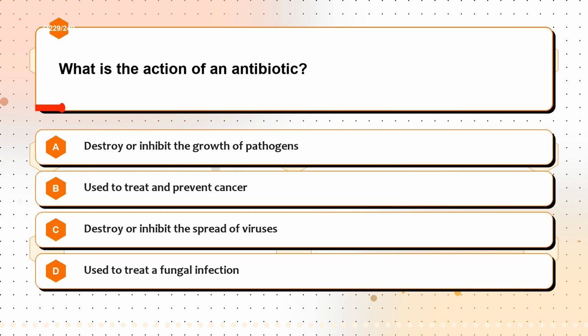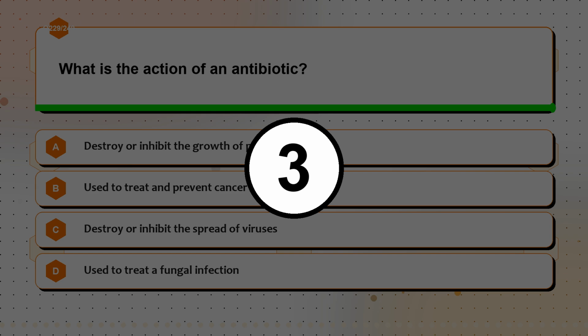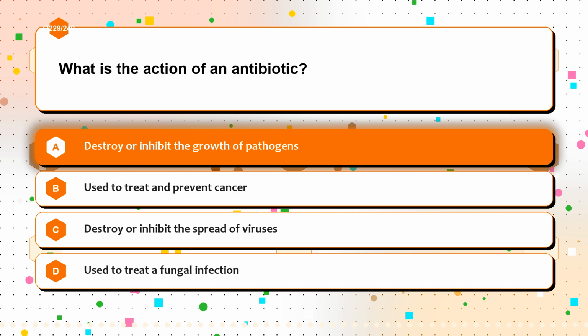Question 229. What is the action of an antibiotic? Here are the options. Option A, destroy or inhibit the growth of pathogens. Option B, used to treat and prevent cancer. Option C, destroy or inhibit the spread of viruses. Option D, used to treat a fungal infection. The correct answer is option A, destroy or inhibit the growth of pathogens.